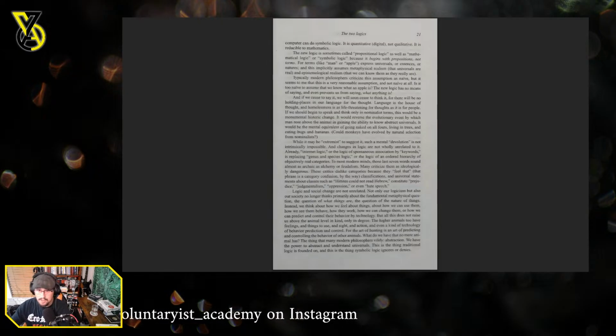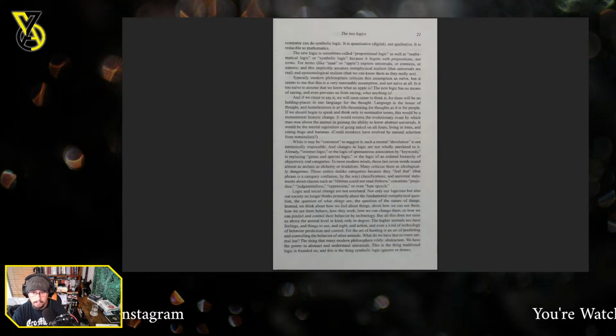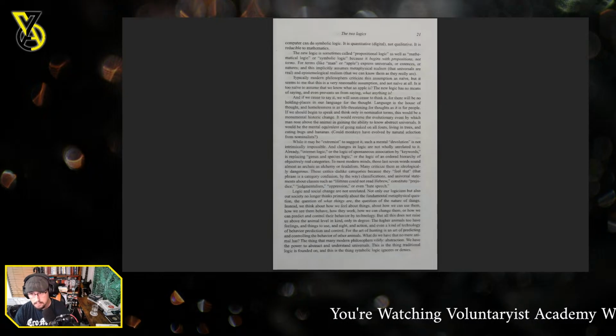The new logic has no means of saying, or even prevents us from saying, what anything is. And if we cease to say it, we will soon cease to think it, for there will be no holding places in our language for the thought. Language is the house of thought, and homelessness is as life-threatening for thoughts as it is for people.